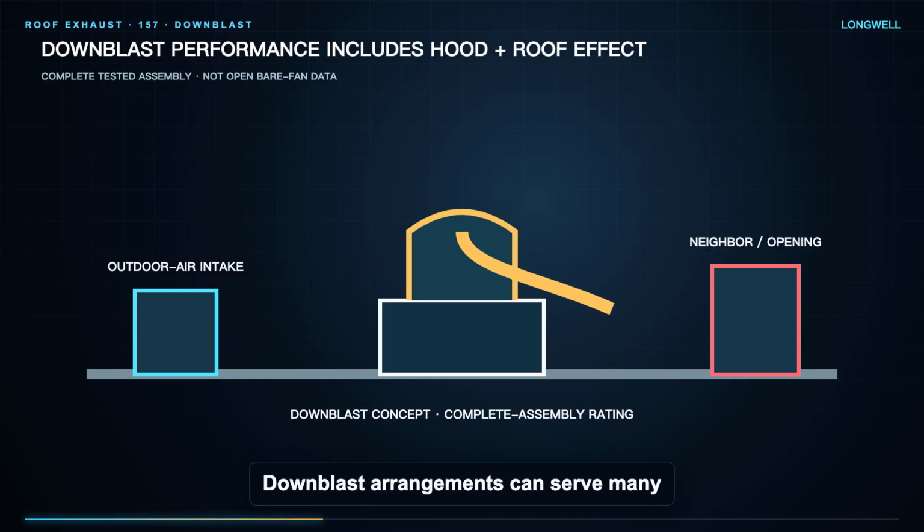Downblast arrangements can serve many general exhaust duties when the exact unit is approved and correctly located. The hood and roof interaction can add resistance, create recirculation or staining, and affect weather behavior. Compare the complete tested assembly, not an open bare fan.